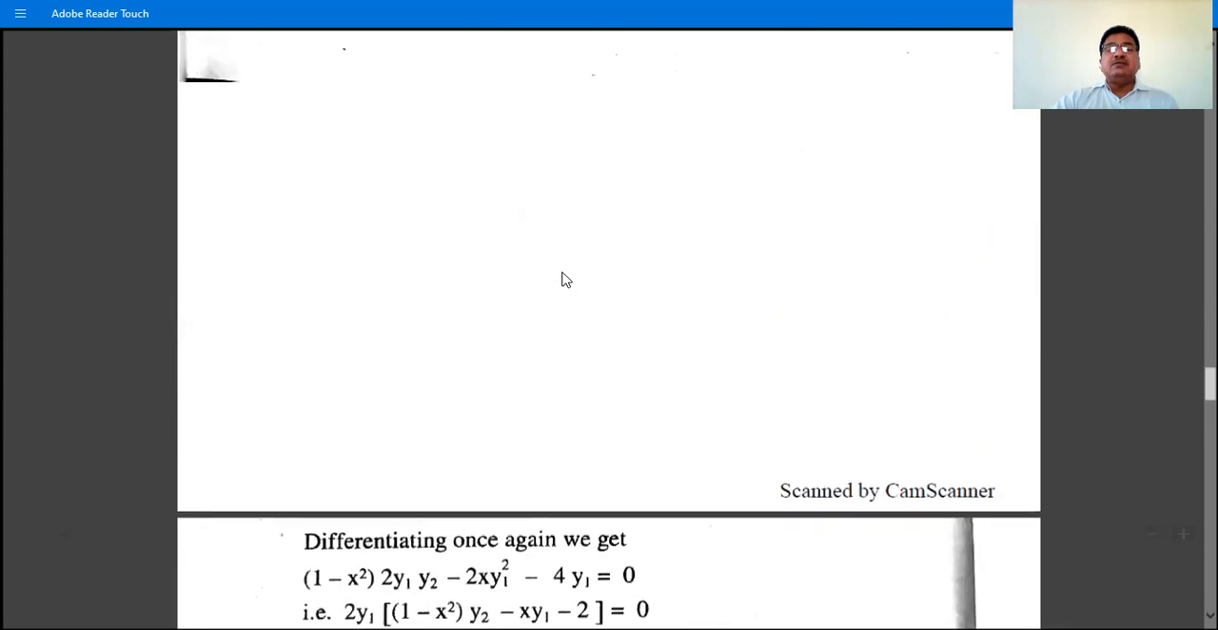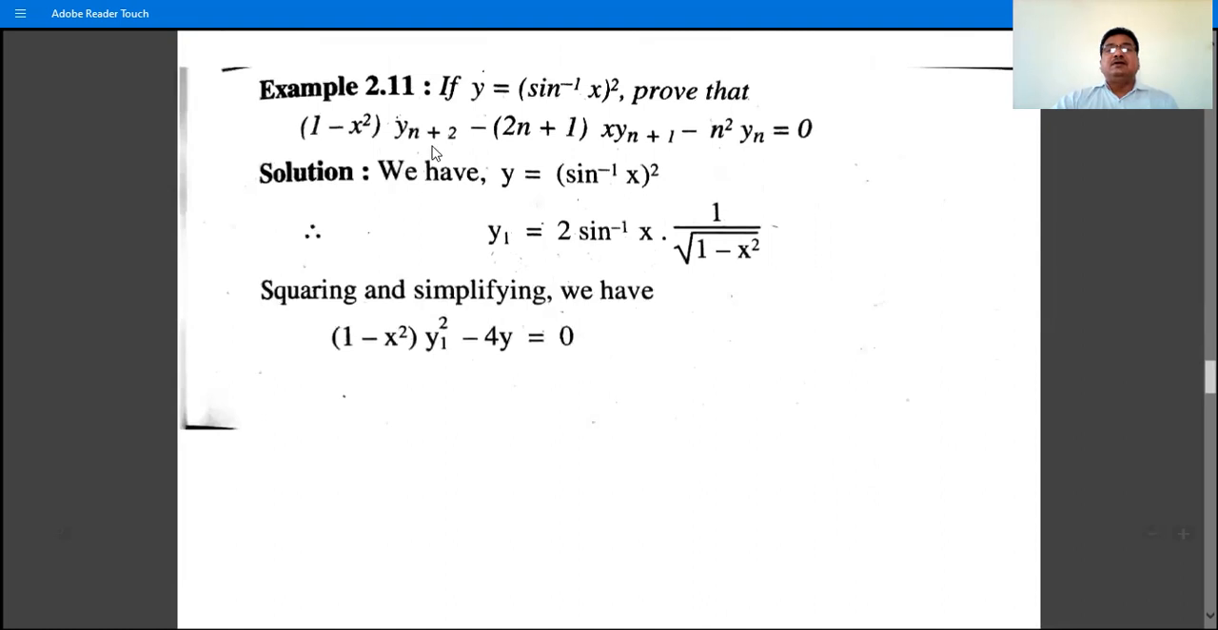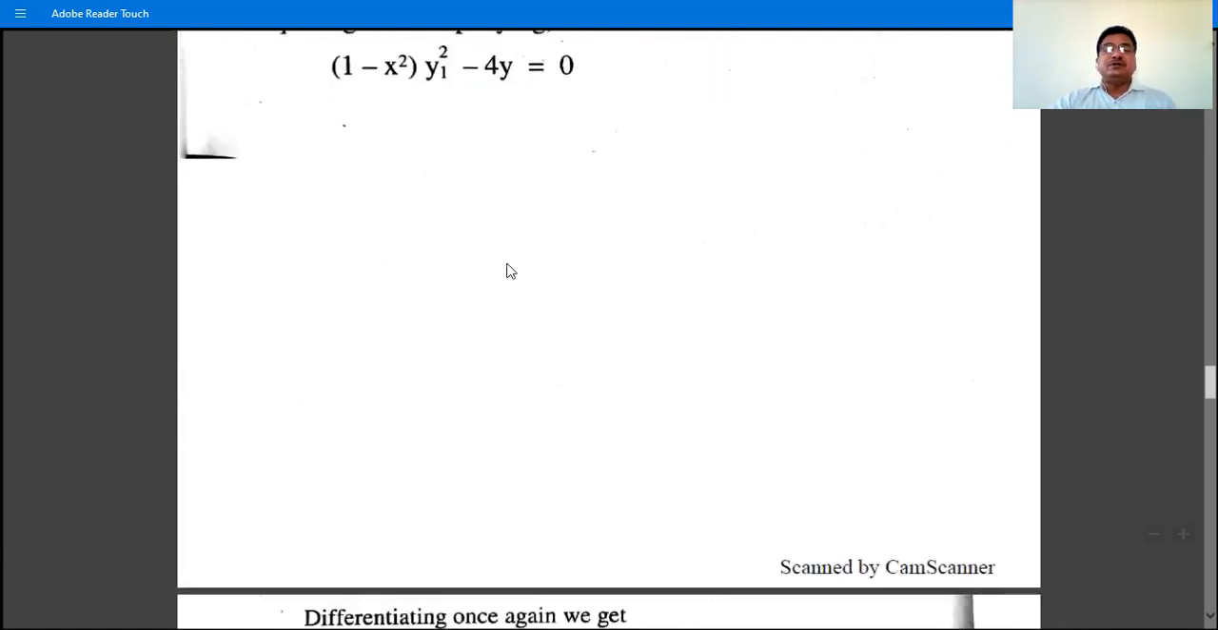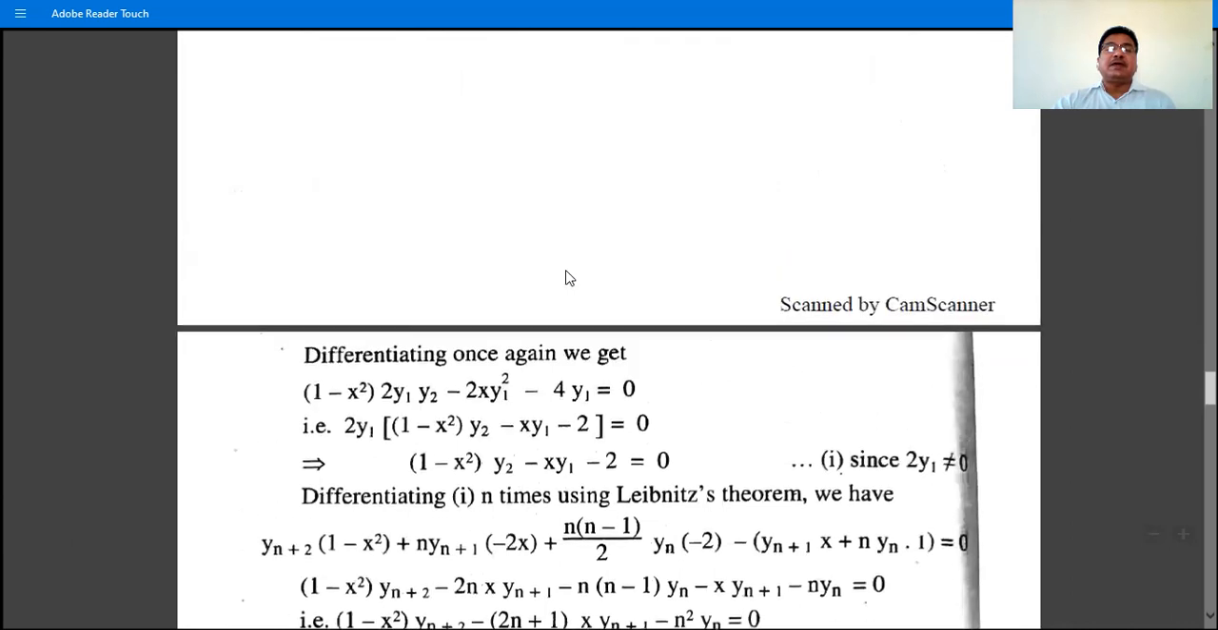Then differentiate again with respect to x. If you observe, the highest order derivative is the y_(n+2) order derivative. So differentiate y two times and then apply the Leibniz theorem, because the derivative of highest order is of order n plus 2. So this is the first order derivative. Now again differentiate with respect to x.